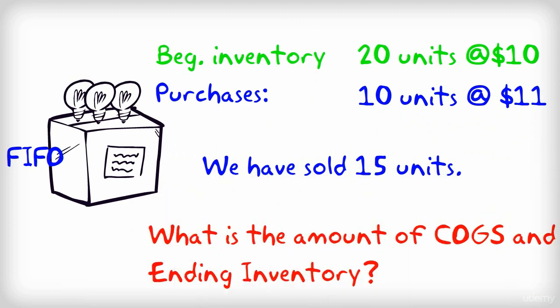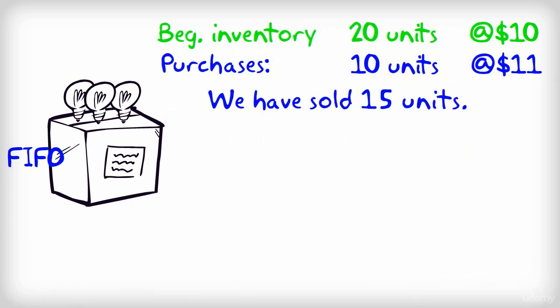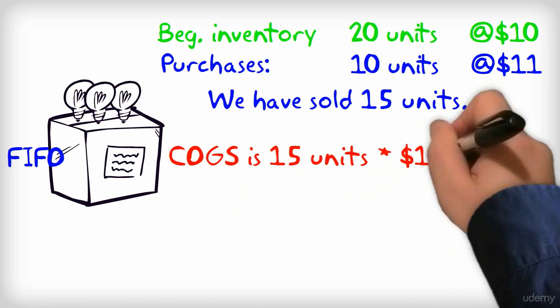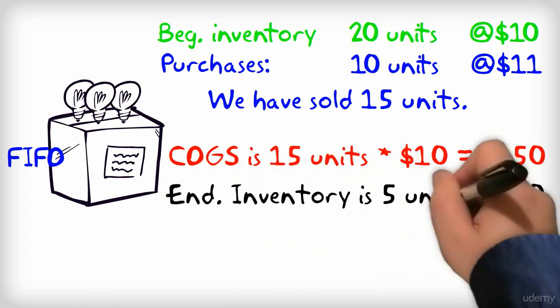Let's see. Since under FIFO what we bought first is the first to be sold, we will assume we have sold 15 units which were purchased at the price of 10, which gives us a total of 150. The ending inventory is what we have left. That is 5 units at 10 and 10 units at 11.